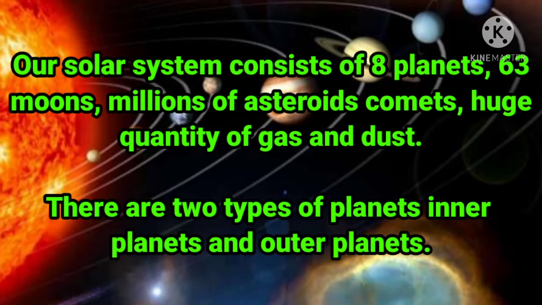Our solar system consists of eight planets. The nebula of our solar system started collapsing around 5 to 5.6 billion years ago, and the planets were formed about 4.6 billion years ago. Our solar system consists of eight planets, 63 moons, millions of asteroids, comets, and a huge quantity of gas and dust. There are two types of planets: the inner or terrestrial planets, and the outer, Jovian or Jupiter-like planets.